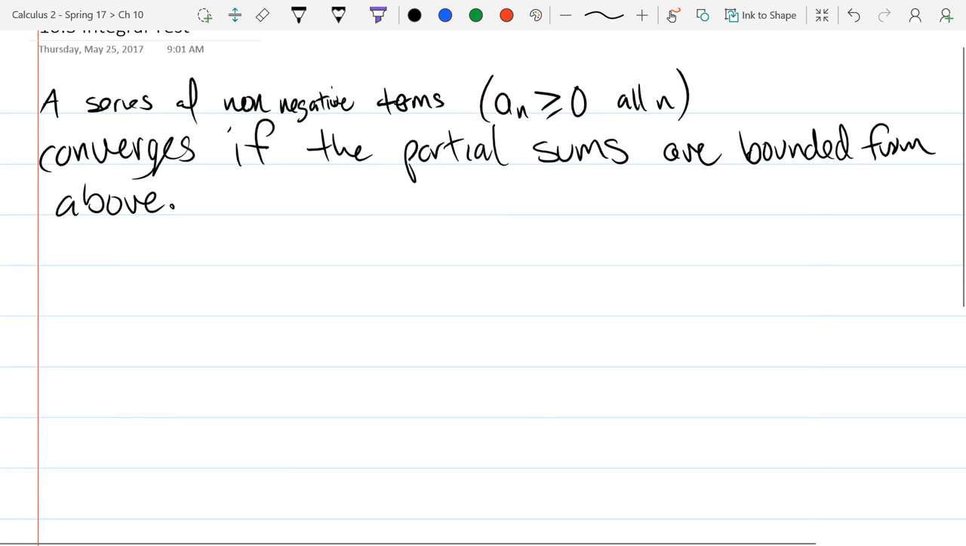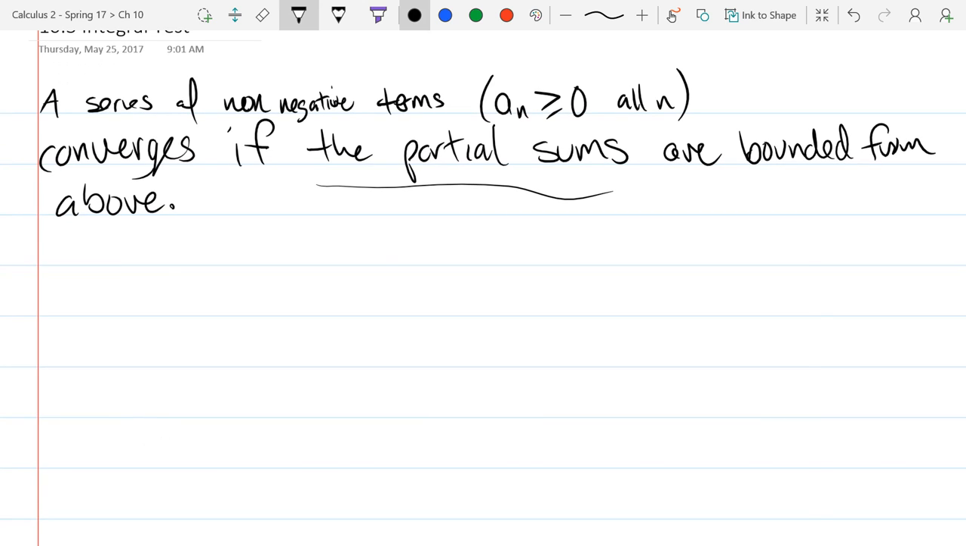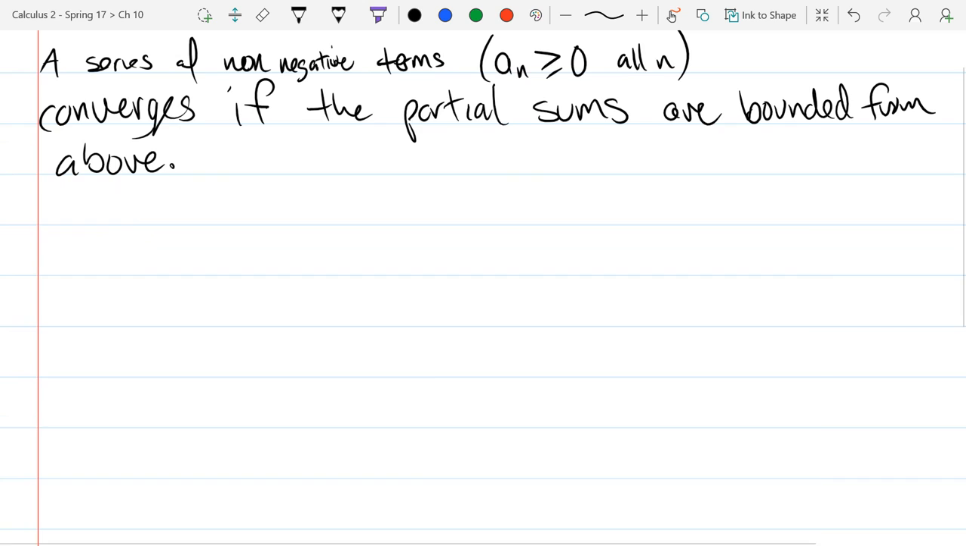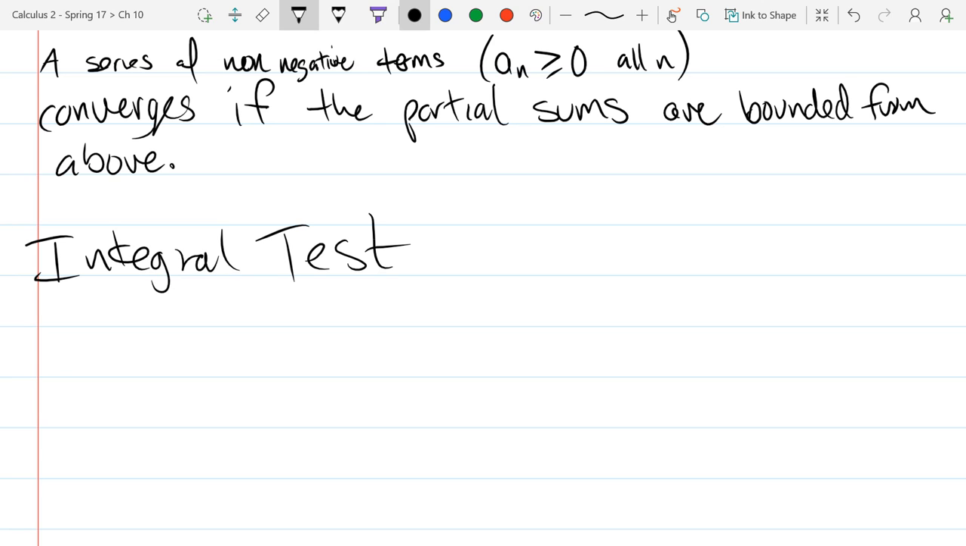All right, now when I say the partial sums are bounded from above, that means all the partial sums are bounded from above. So in the limit, it would also be less than whatever that bound is. So if you can show that the partial sums are bounded from above, you can say the series converges. What we're going to do is look at the integral test. Of course, adding up all these values is really similar to integrating a function that has similar values.